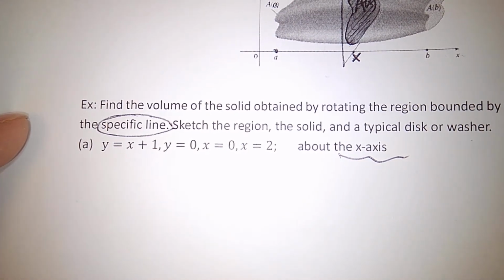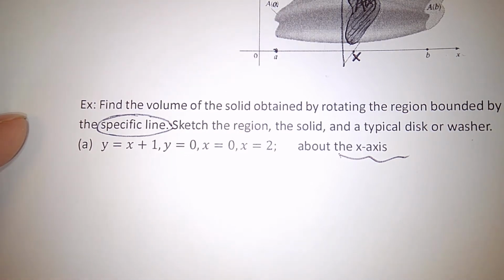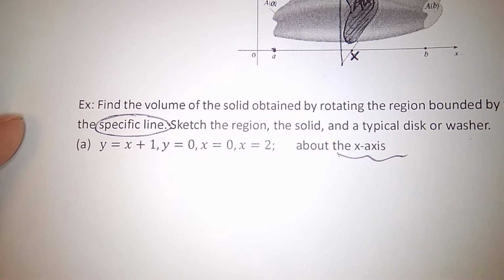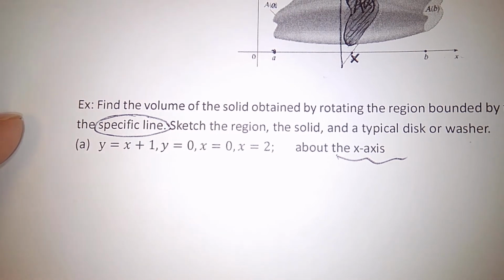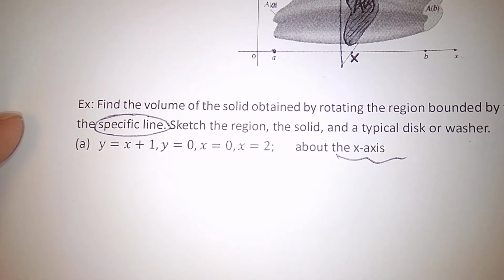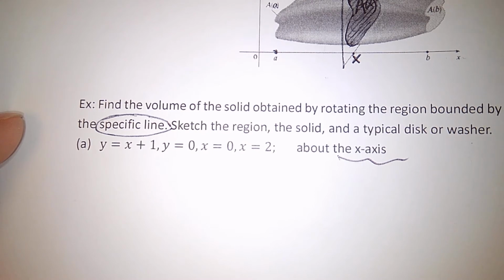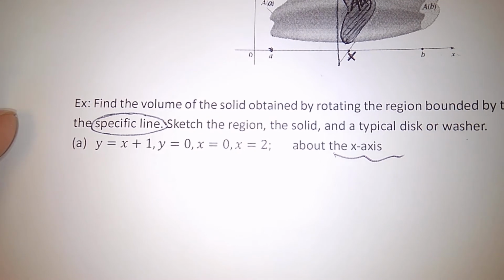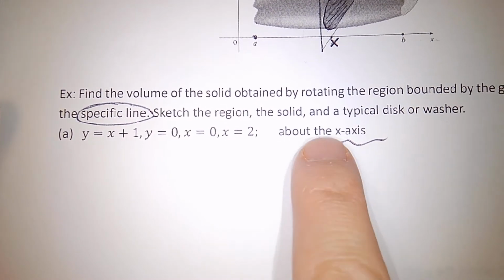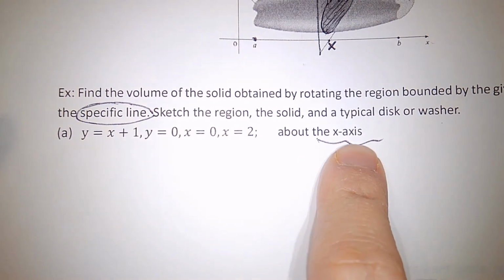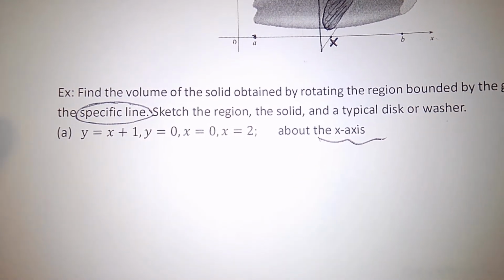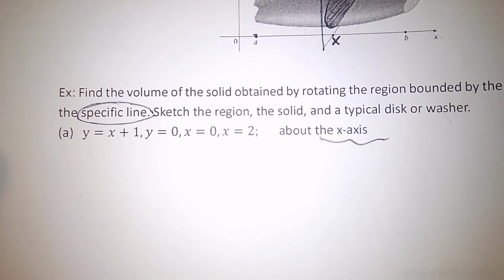In your textbook, they may let the bounded area rotate about x equals 1, which is a vertical line, or y equals 2, something else. It is even harder. I'm not going to let you do that. We're only going to rotate about the x-axis or y-axis, the very basic type. So now let's look at this question.